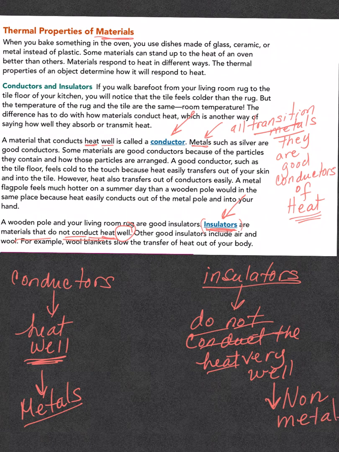Most of the non-metals in the periodic table are good insulators. Metals, good conductors; non-metals, good insulators.